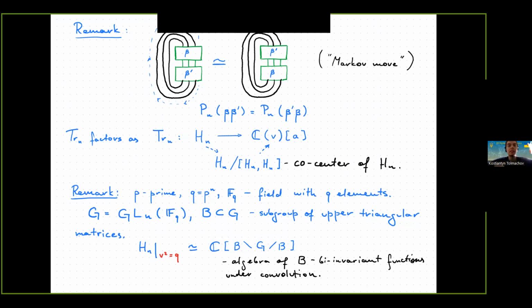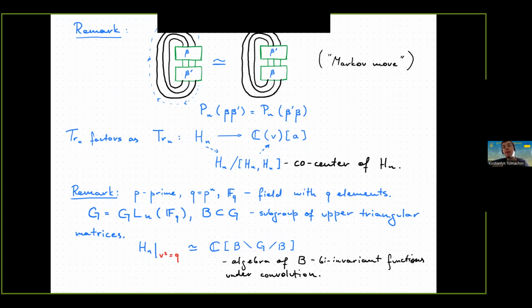And so another remark that will be useful for us to understand the categorifications that will follow is that the Hecke algebra has the following interpretation. So let p be a prime number, q some of its power, and Fq be the finite field with q elements. Then we can consider the finite group of invertible matrices with matrix entries in Fq called GLn(Fq).